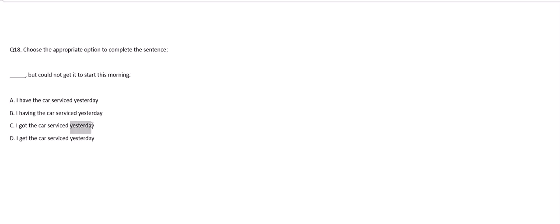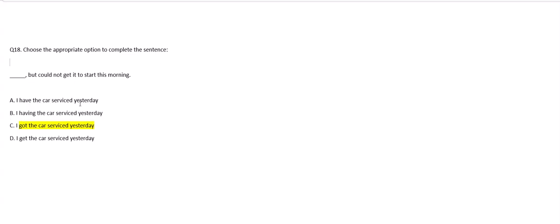Simply, yesterday tells about a tense that happened in the past. If you see all the options, "get" is present tense, and this is present perfect. Only the sentence with the past participle works: "got" is the past and "serviced" is the participle, which is option C.